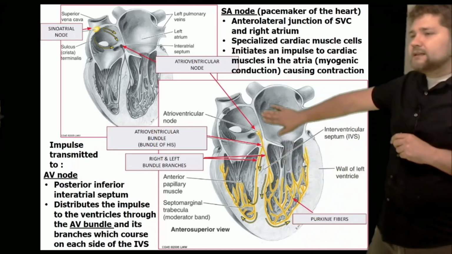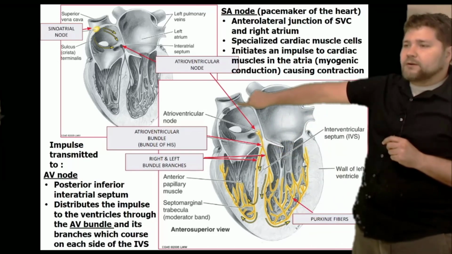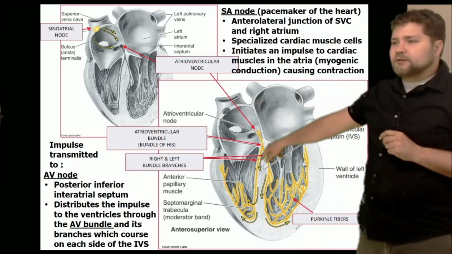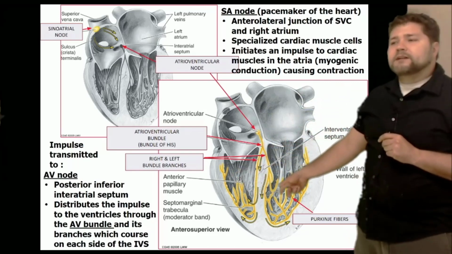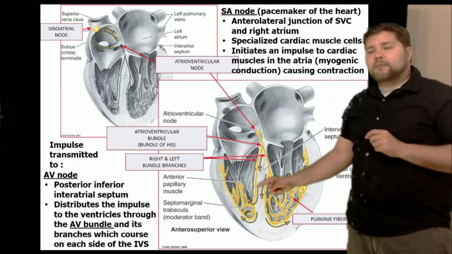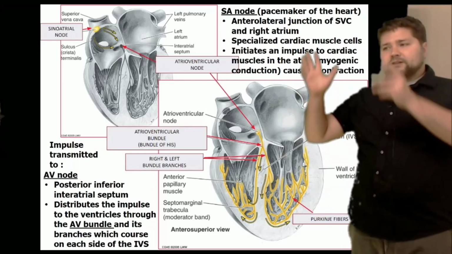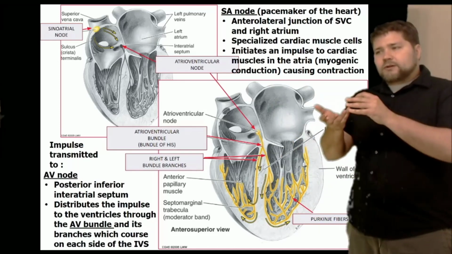So the goal is to get this completely in sync. SA node starts the pulse, goes to the AV node. We get the bundle of His, which is going to split, create our Purkinje fibers, which are going to go out to the entire wall of our ventricles and to our papillary muscles. Remember, we need those to contract as well. And that's going to control the contraction in a nice uniform pattern. So as long as those are working fine, everything contracts in sync.